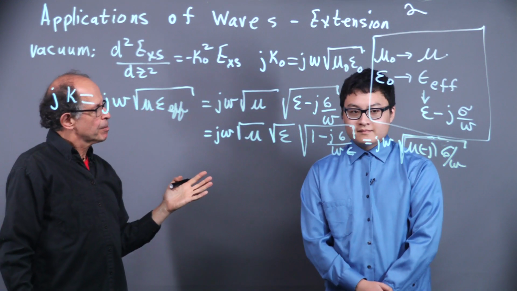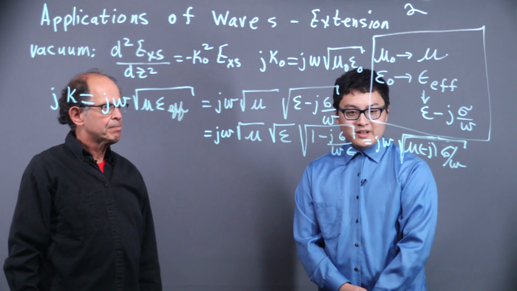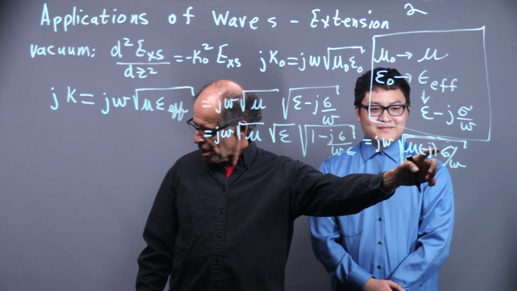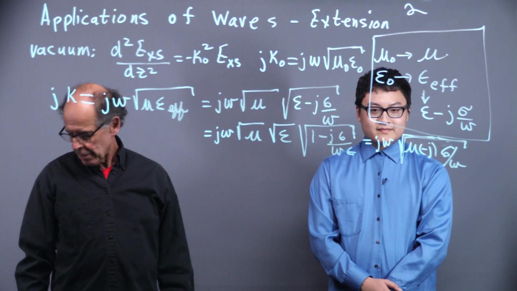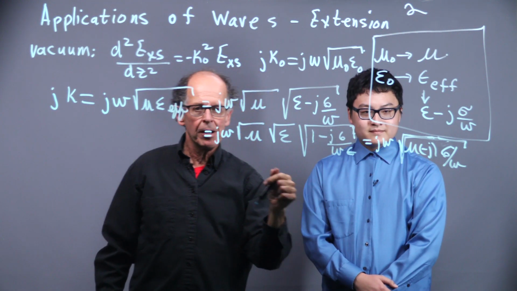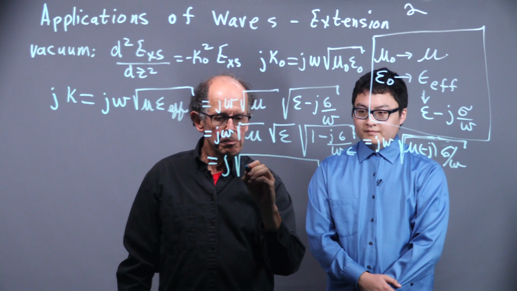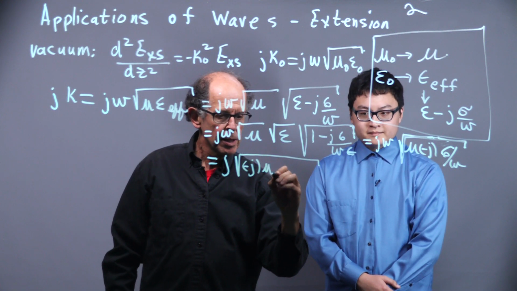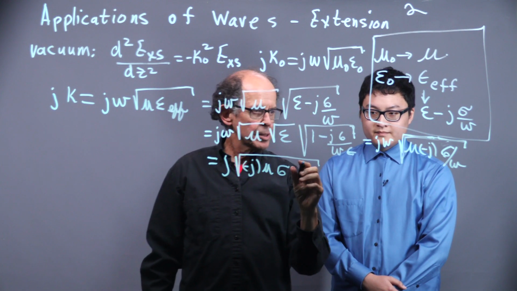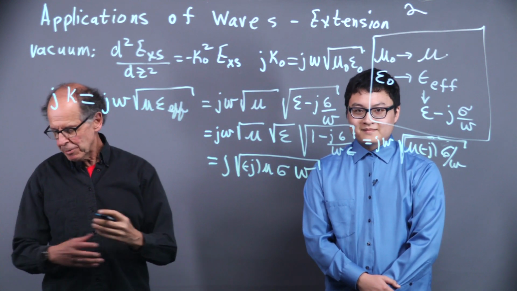Sam, does that look okay? It's very easy to make algebraic errors. Looks okay to me. You did not miss a j or anything like that. Okay, so let's look at what we have here. We got mu sigma over omega, and in fact we have an omega here, so we can get rid of that. So this can be simplified, and this is equal to j times the square root of minus j, mu, sigma, and 1 over omega, square rooted, and omega outside.